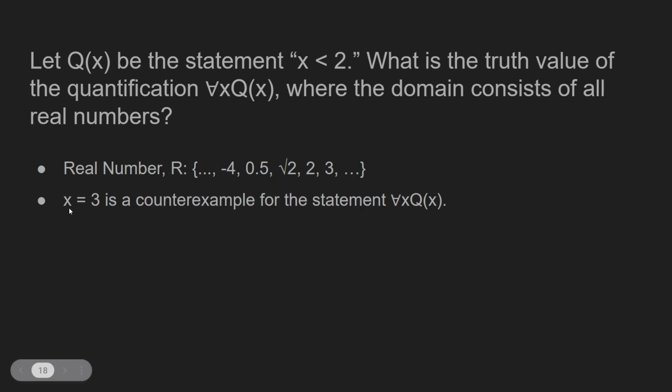As we saw, x equals 3 is a counterexample for the statement universal x, q of x, because 3 is not less than 2. So this universal quantification is false.